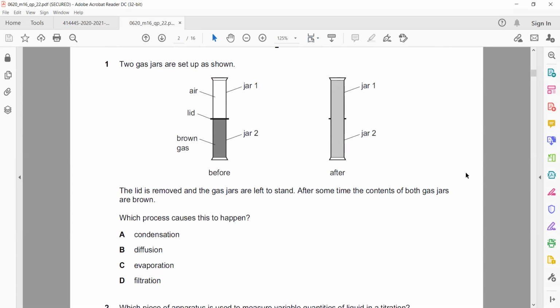Question 1. Two gas jars are set up as shown. The lid is removed and the gas jars are left to stand. After some time, the contents of both gas jars are brown. Which process caused this to happen?